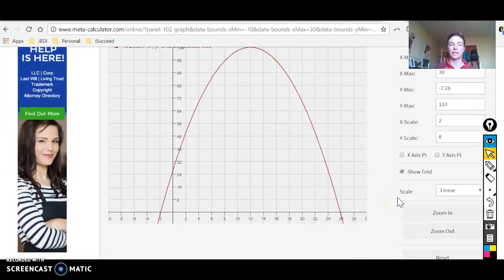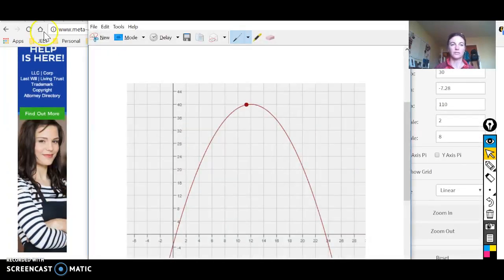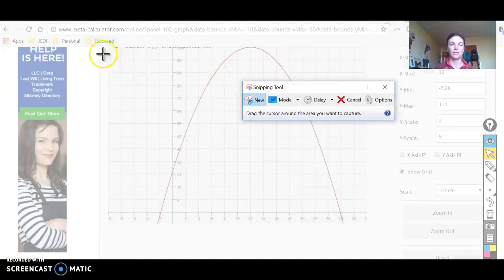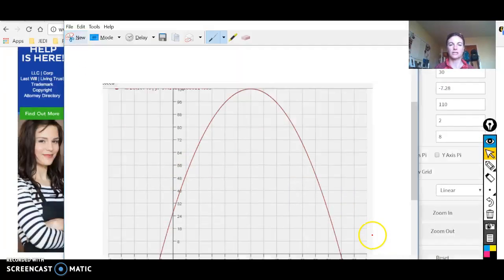And again, just like I did previously, I can go here, I can grab that screenshot, and I can paste it into the document. So that is what I'm expecting of you when we have a graph. You could take a picture and paste it into a document if you want to draw a graph out.